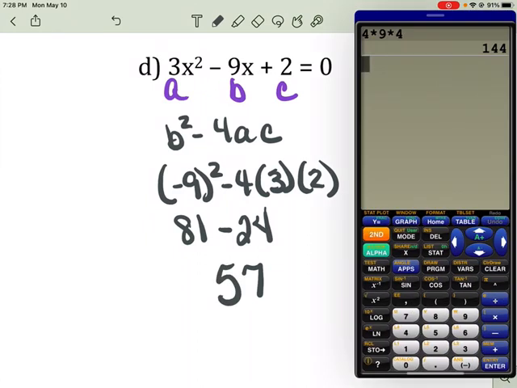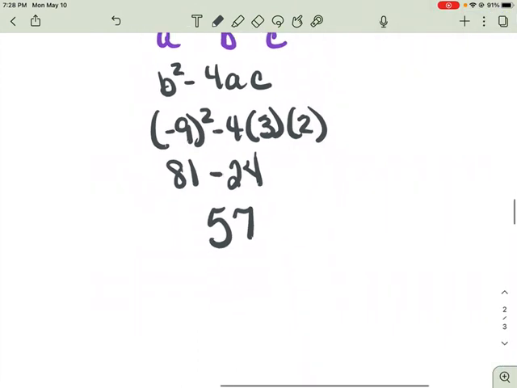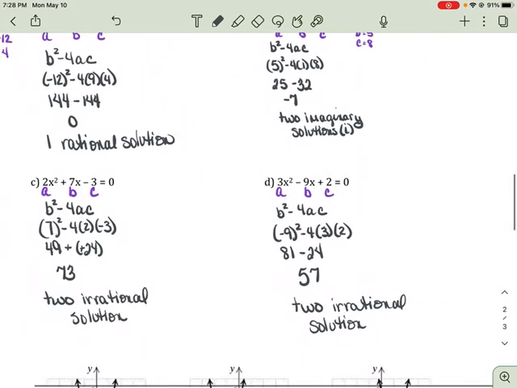I think that's right. All right, let me do some math here because I'm having a little bit of a brain fart. Yep, okay, good. All right, so 57 is not a perfect square. So we're going to get two irrational solutions. Again, irrational means that we're just going to get a square root. Okay, so we have one rational solution, we have imaginary solutions, and we have two irrational solutions.